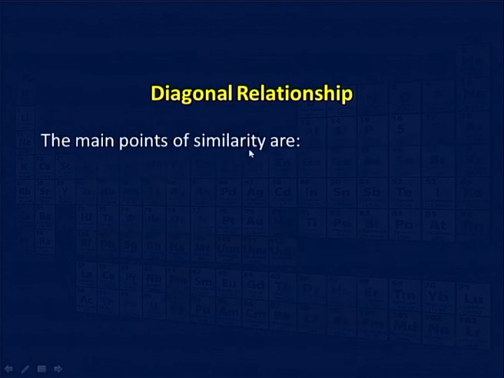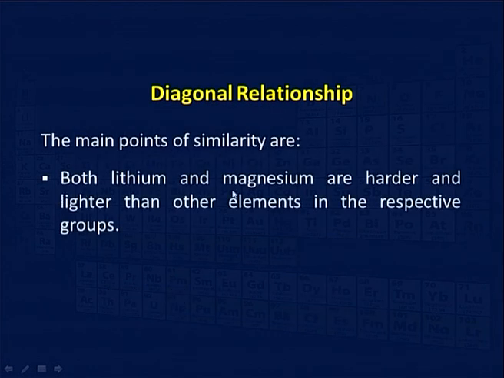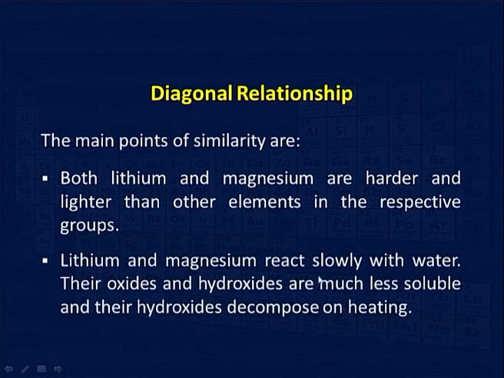The main points of similarity are: both lithium and magnesium are harder and lighter than the other elements in the respective group. Lithium and magnesium react slowly with water. Their oxides and hydroxides are much less soluble than their other counterparts, and their hydroxides decompose on heating. This is because of polarization, because hydroxide is very large in size and the ion is very small in size. There is a lot of polarization. Polarization is nothing but distortion of electron cloud, which basically decreases the stability.